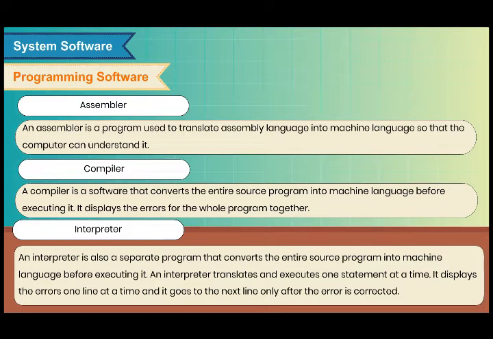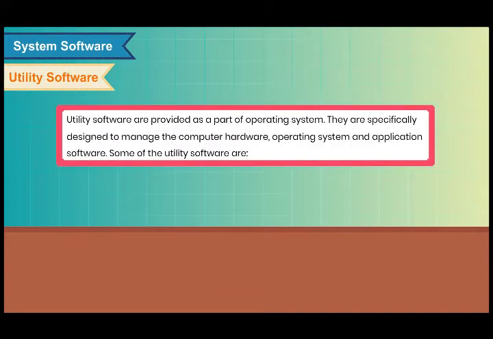Interpreter. An interpreter is also a separate program that converts the source program into machine language. An interpreter translates and executes one statement at a time. It displays the errors one line at a time, and it goes to the next line only after the error is corrected. Utility software are provided as a part of operating system.